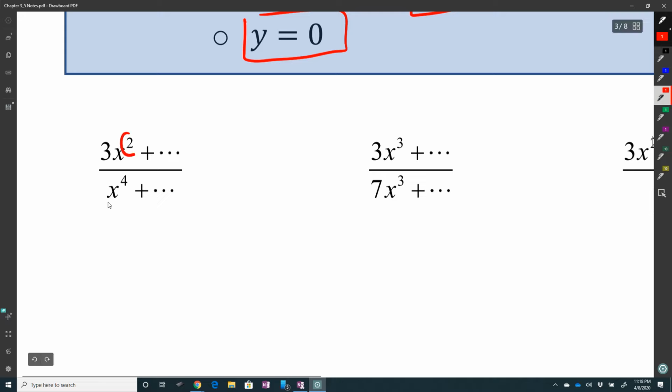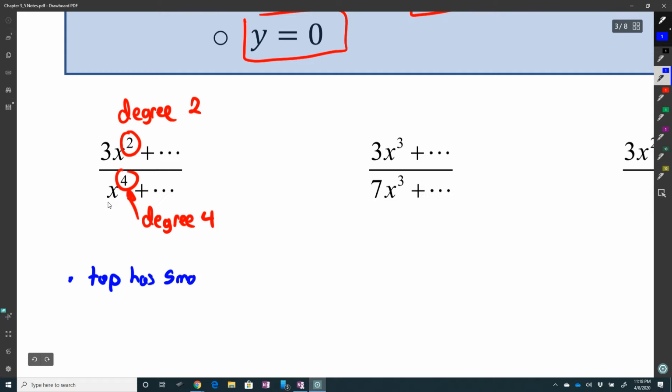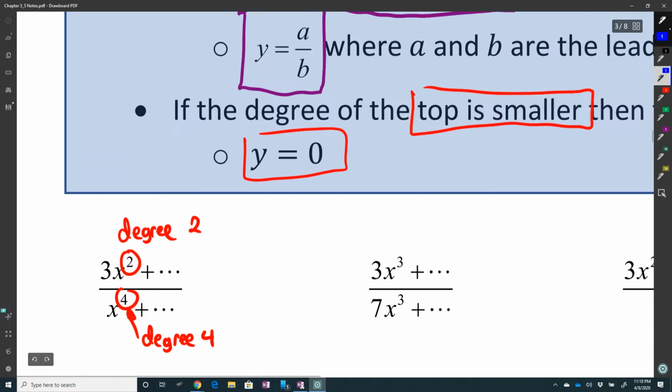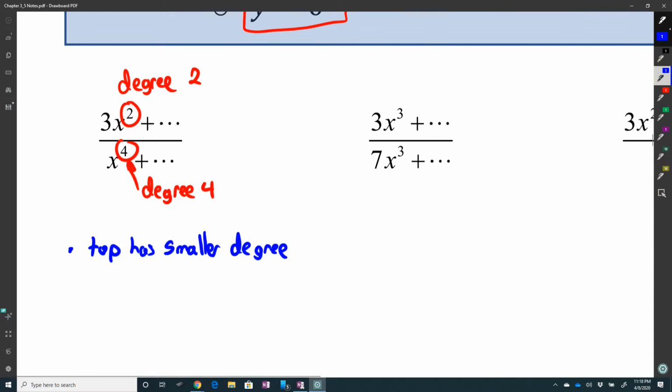And so if I look at this, I have a degree 2. And here I have a degree 4. Okay? This means that the top is smaller. So looking at the rules, if the top is smaller, y equals 0. So my horizontal asymptote is y equals 0. Remember, you don't just say 0, you have to say y equals 0, or it's wrong.